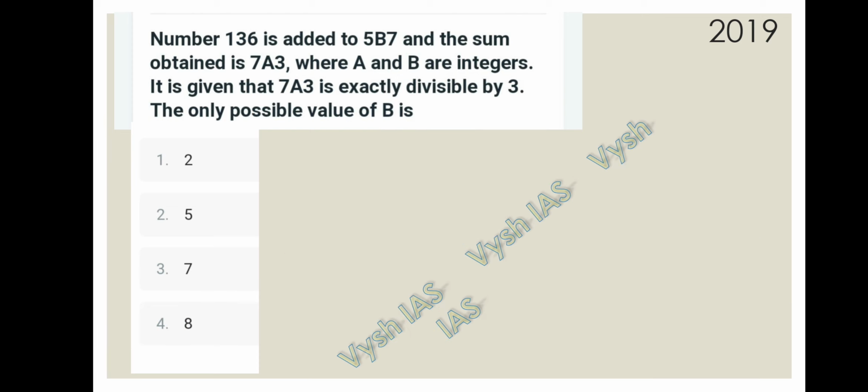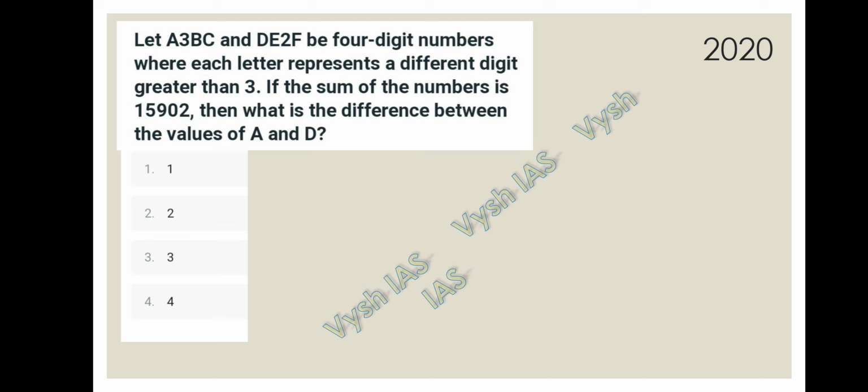Okay. Coming to the last question of this video. Let A3BC and 2DE2F be 4 digit numbers where each letter represents a different digit greater than 3. If the sum of the numbers is 15902, then what is the difference between the values A and D? So A, B, C, D, E, F are numbers which are different from each other, they won't get repeated. This is what they are saying, they are different digits which are greater than 3.